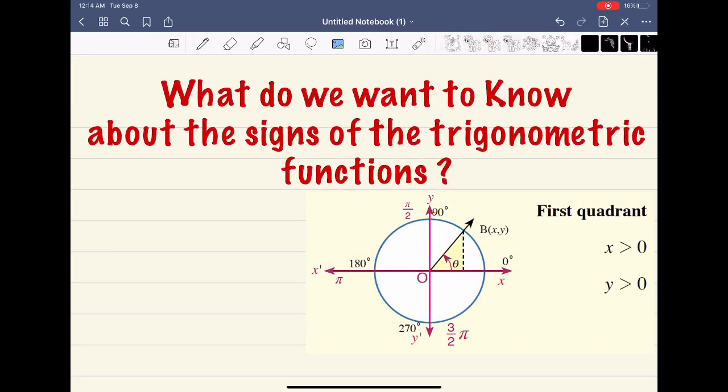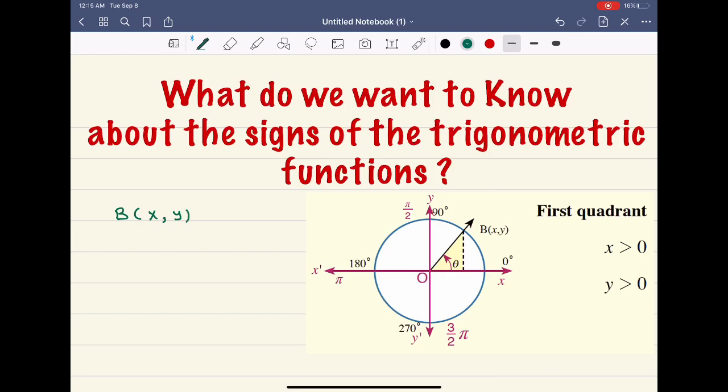What do you want to know about the sign of the trigonometrical functions? Angle XOB is in the standard position because the initial side is on the positive direction of the x-axis and its vertex is the origin point. Then the terminal side intersects with the circle at the point B. B consists of the ordered pair x and y.